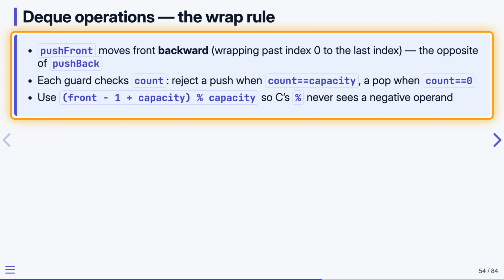Each guard checks count. Reject a push when count equals capacity. Reject a pop when count is 0. And we add capacity before the mod so C never sees a negative number.